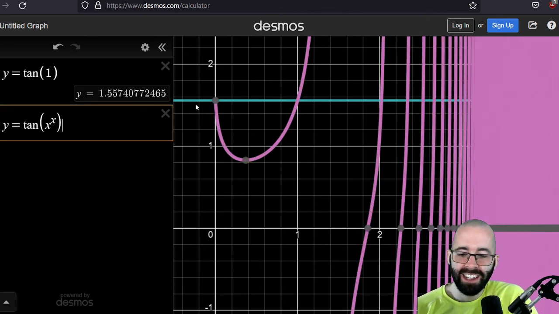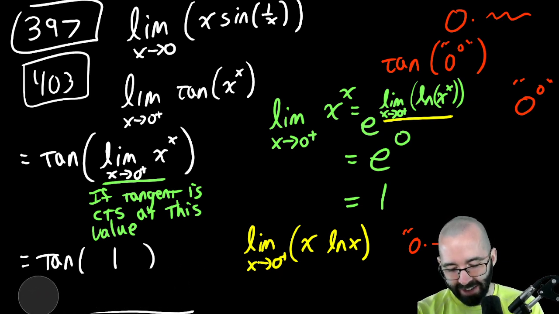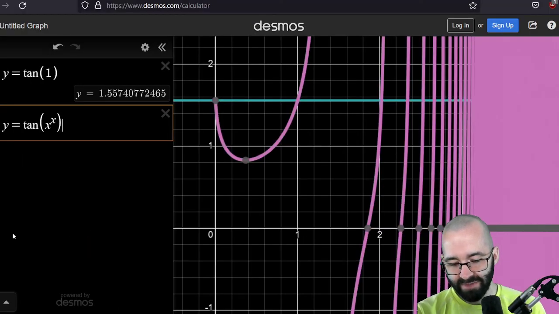Tangent of 1, which we'll write as our final answer. You could have a decimal approximation as well. Oh, I even had that box. The box is in the wrong place.